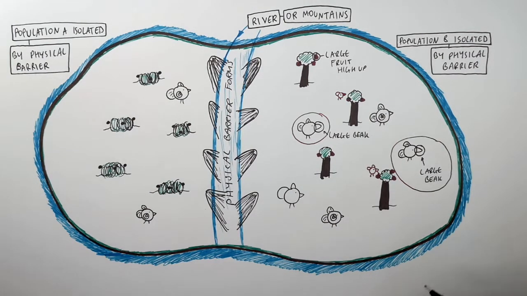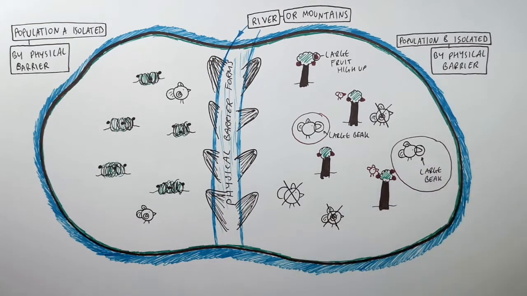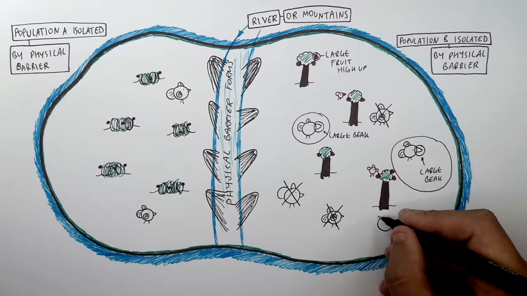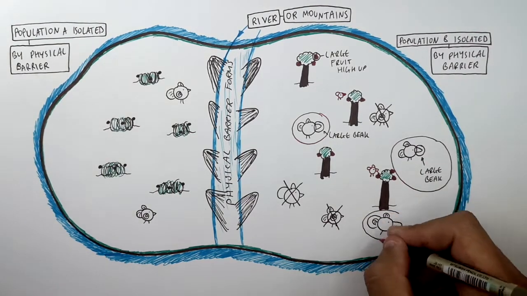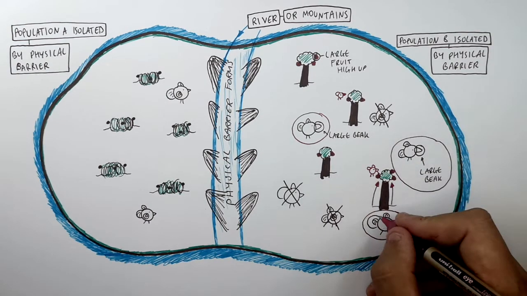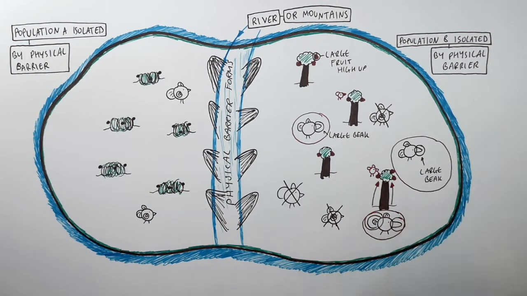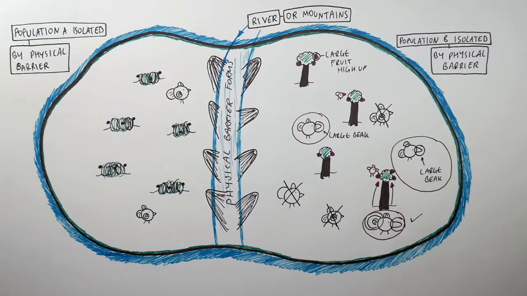So the birds without larger beaks or larger wings are going to die. So you can see here, these birds with smaller wings or smaller beaks are going to struggle to feed as easily, so they die out. Birds that show the beneficial variation in population B, which is the larger beaks and the larger wings, are going to be able to feed more easily on the larger fruit higher up because they've got a larger beak and larger wings. So these birds will survive, reproduce, and pass on their beneficial variation to their offspring.